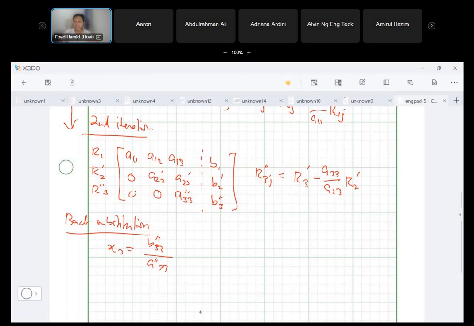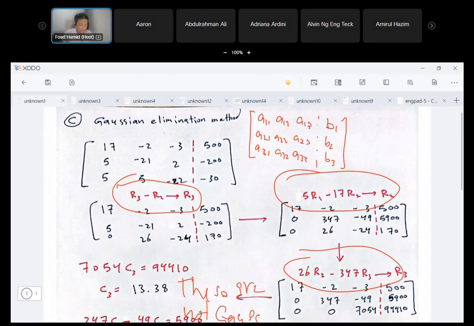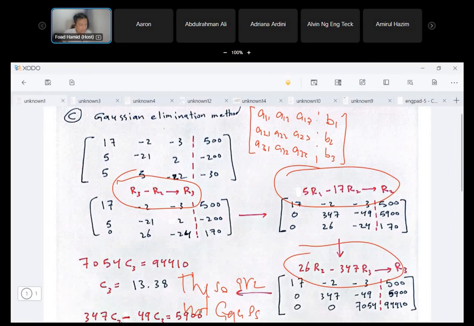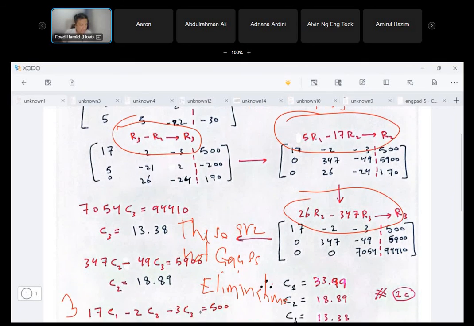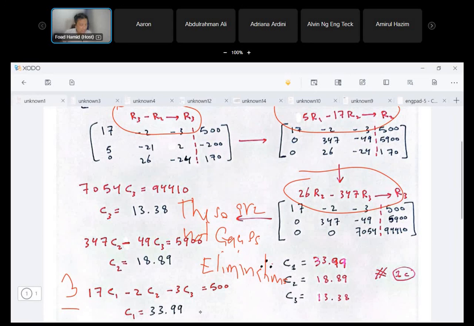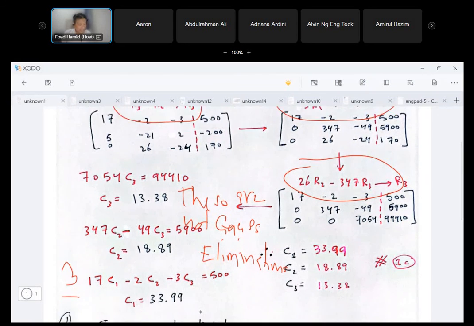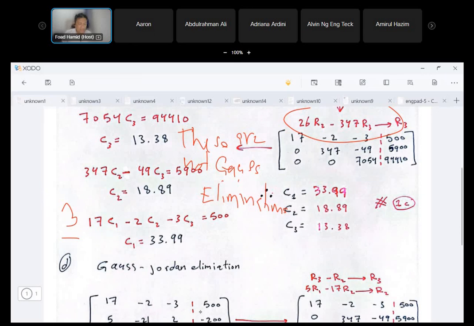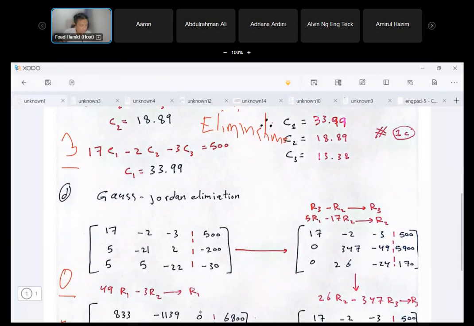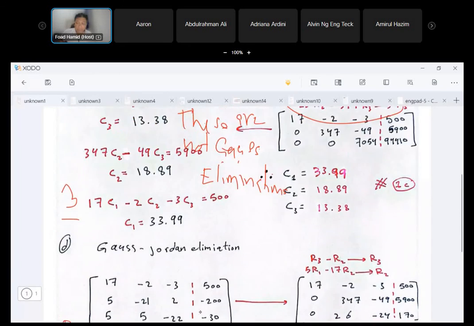So this is a very systematic way. So what happened here is that this is not systematic. Sometimes it's R3, this is 5, 17, 26, 347, and so on. So this is what I said, these are not Gaussian elimination. These are just elimination. So you get the correct answer, but you use the wrong method. Okay, so what about Gauss-Jordan?